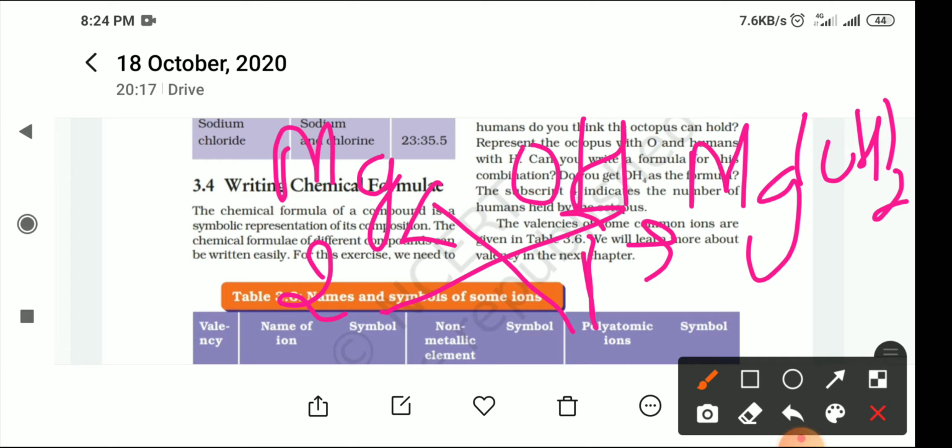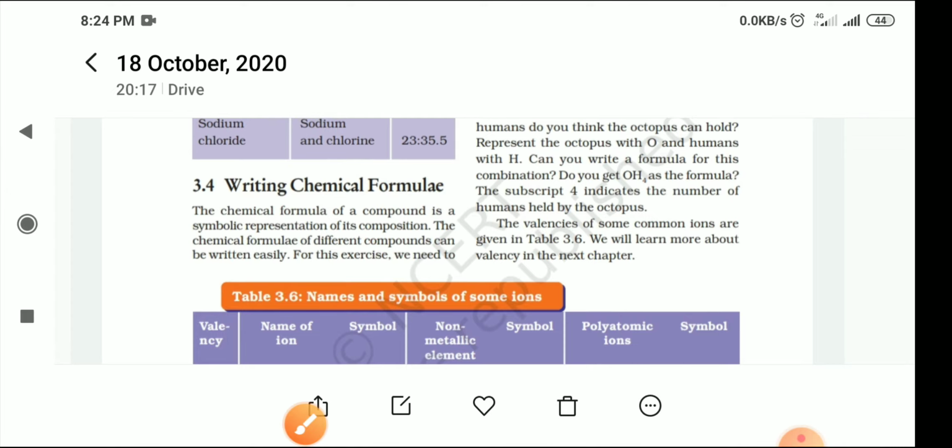Why have I put the bracket? Because otherwise it will not be clear to you where we are keeping the two. So whenever we are getting any kind of ion, we cover that ion in brackets. Clear?